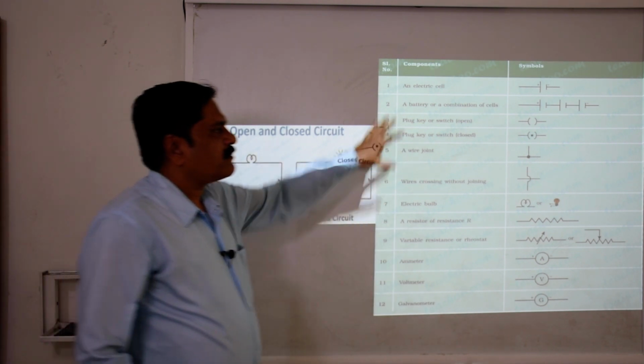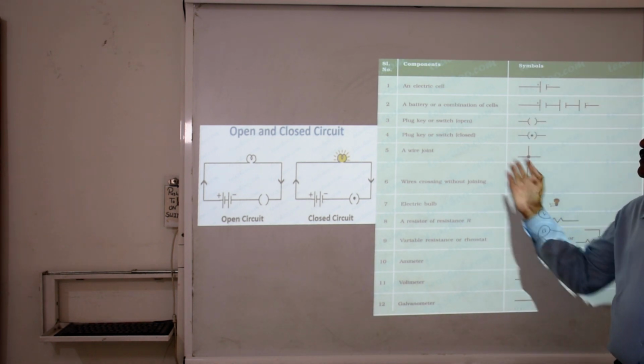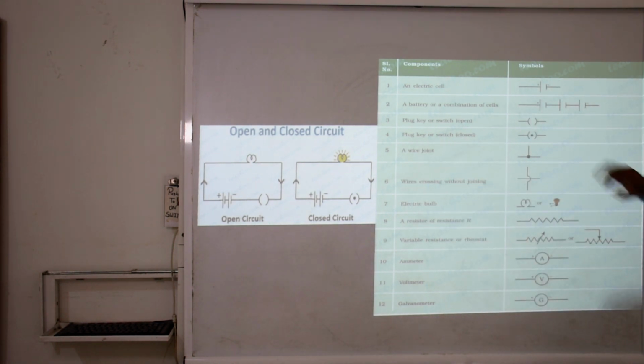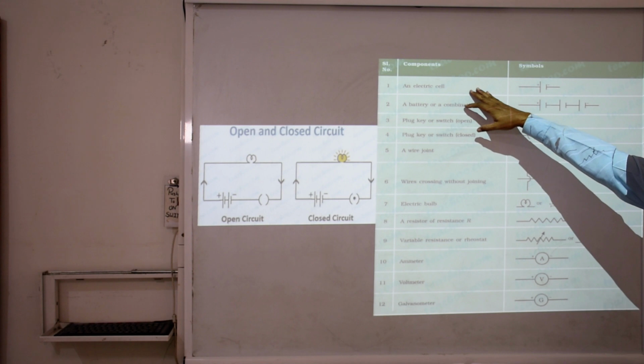Now some symbols are given here to represent them in the open and closed circuit. So this is the single positive and negative terminal. Then it is an electric cell.